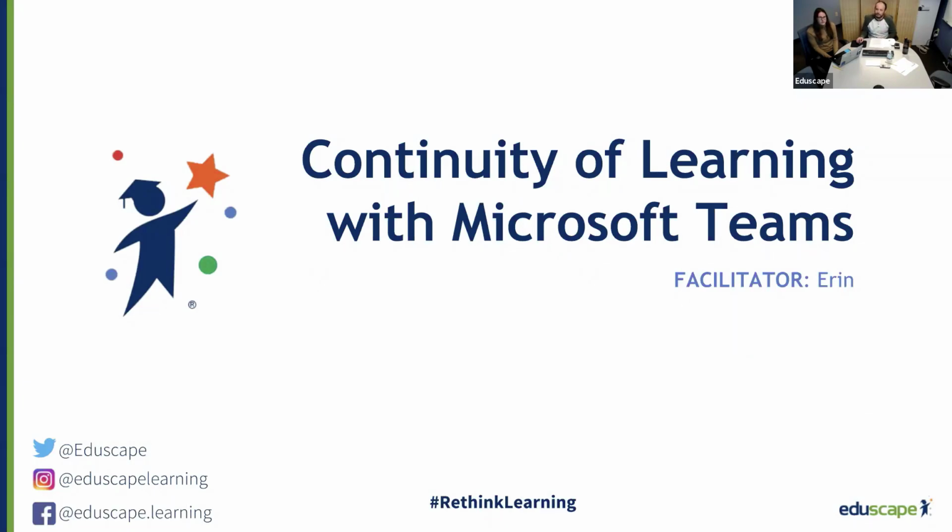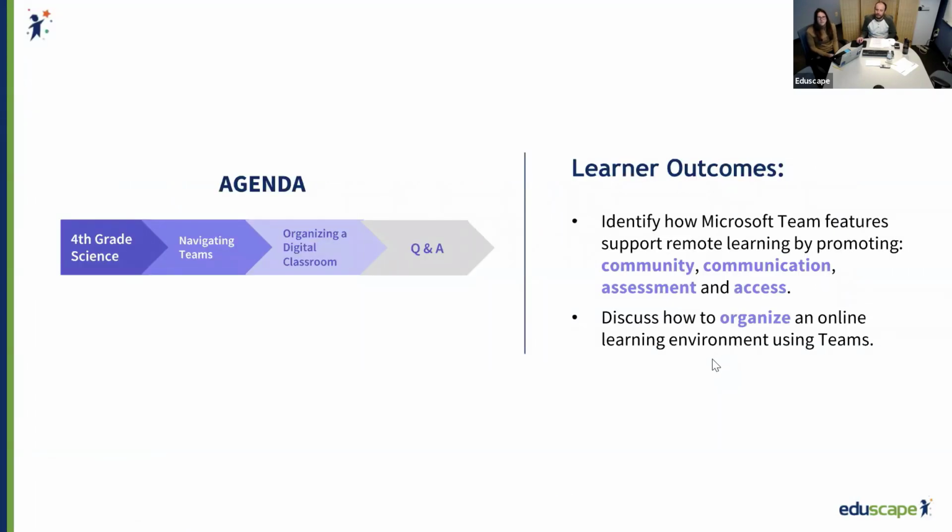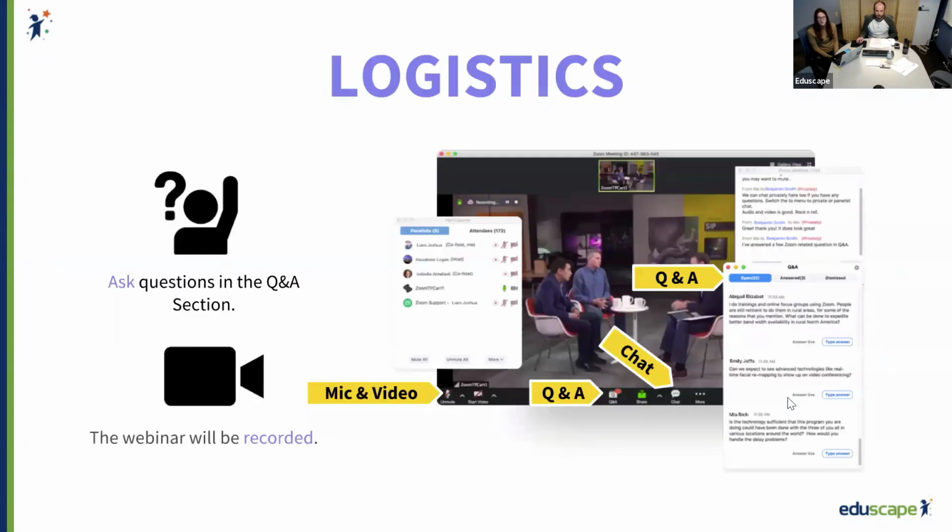So we are going to go over the agenda for today. For the first about 45 minutes, we are going to explore a teacher's scenario and an exemplar team, and see how she has organized her team using different features to build a fourth grade classroom. This will be a fourth grade example, but the features can be applied to any age or subject. After we go through the features, we are going to explore some Q&A.